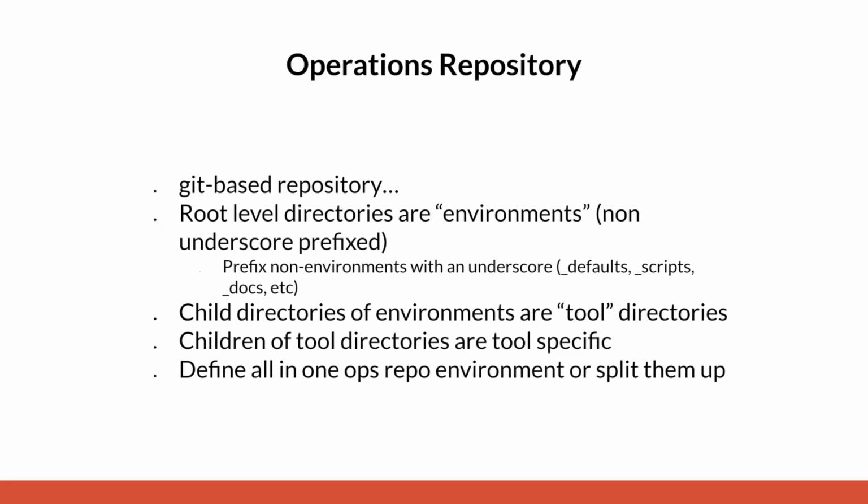And then child directories of environment directories are the tool directories. So you'd have, say, environment A, and under there you would have a Terraform directory, a Helm directory, etc. And then you can define all in one operations repo environment or split them up. Like I said, it's a very flexible approach, and I'll show you some examples of how we have everything in one, as well as having things split up into multiple environments.